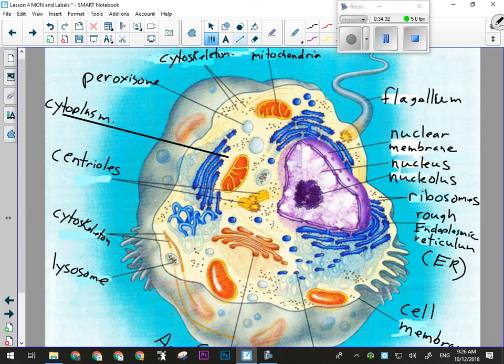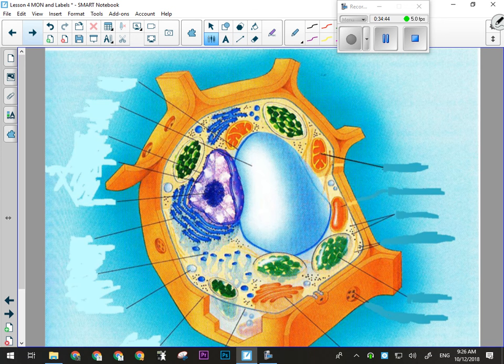All right, questions on the animal cell? I don't know if we're going to get through the plant cell, but luckily, most of the structures in the plant cell are the same, so we'll concentrate on the ones that are different. All right, big blue thing. Water, don't label it big blue thing. Water vacuole.